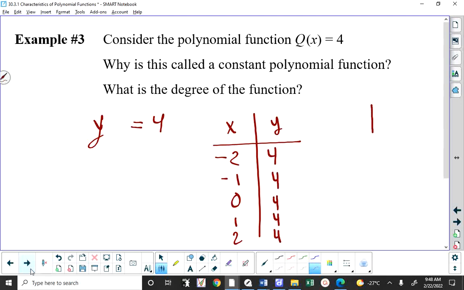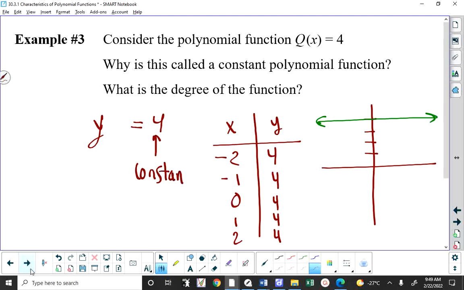In other words, the graph of this polynomial function is a horizontal line that's always constant. The y value is always constant. So a number of ways we can answer this. This is a constant. You could say not dependent on x. And the degree of the polynomial function is 0.